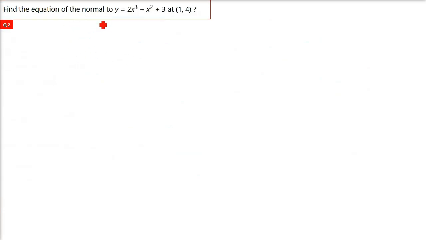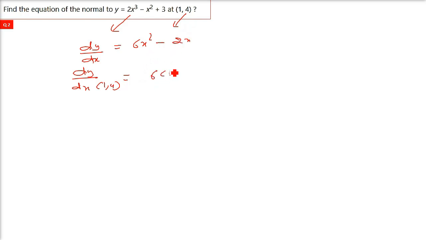Find the equation of the normal. So normal we are talking about. We are not talking about the tangent, but in order to get a normal, we have to find out the tangent. And this is the curve and the point is 1, 4. So we have this equation. I am differentiating it. dy by dx, because dy by dx is the slope, is 6x square minus 2x, and at 1, 4 we have to find out. So dy by dx at 1, 4 is 6. I am just replacing x by 1 because we don't require y here. So see, 6 into 1 square minus 2, that is 4.